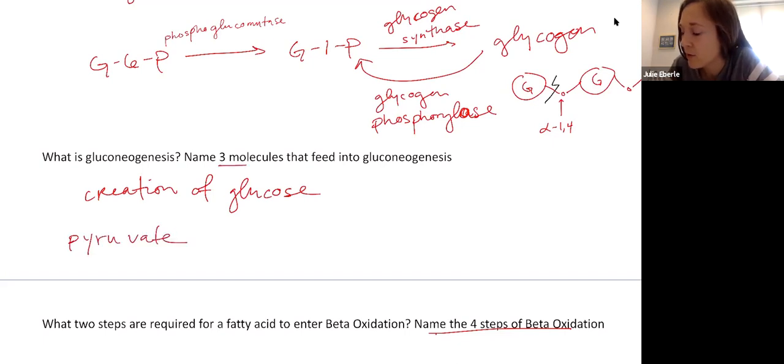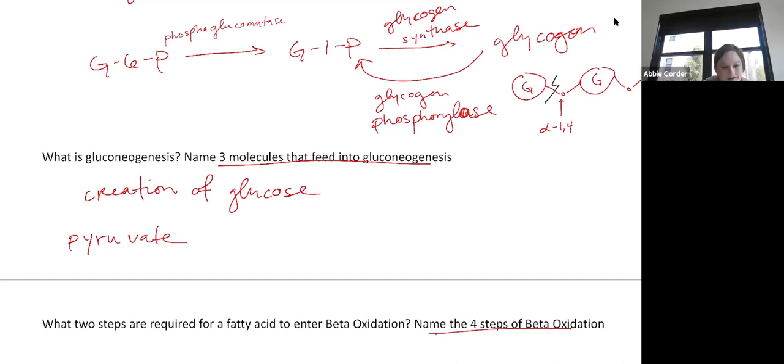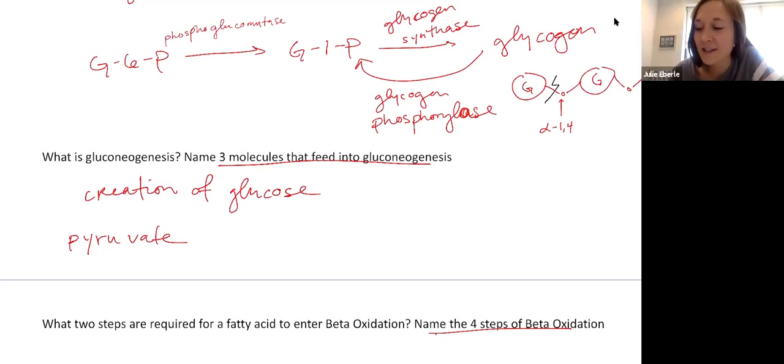Okay, so if we're naming 3 molecules that feed into it, pyruvate would be the first one. Can anybody name 2 others? Abby, that's kind of what you were getting at. I was gonna say like proteins and lipids. Yes, but I want to be a little more specific. Is it amino acids and triglycerols? No, am I looking too far? Amino acids and glycerol, yes. I want to be even more specific than that.